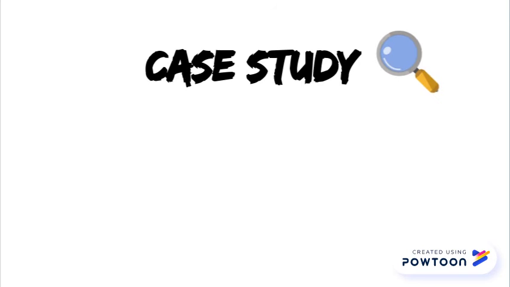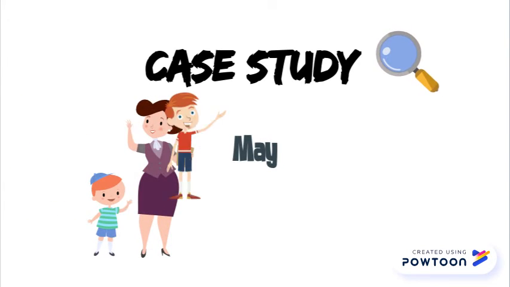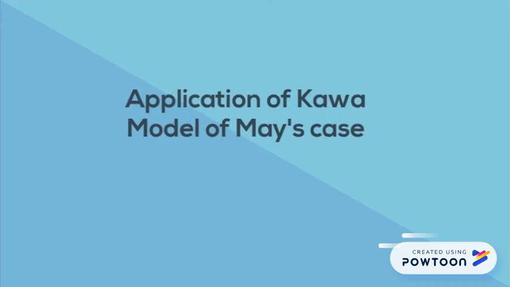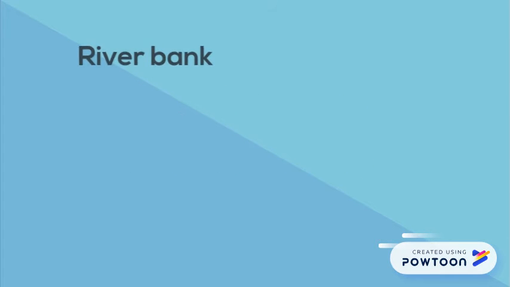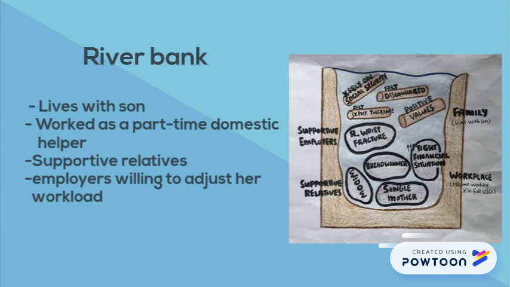For our case study, we are going to study May's case. So now we are going to apply Kawa model into May's case. The river flow is generally satisfactory. The riverbanks of May's case are as follows. She lives with her son, she worked as a part-time domestic helper, and she has supportive relatives and employers.